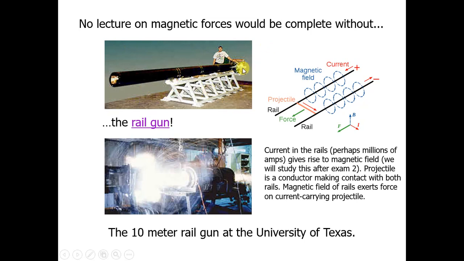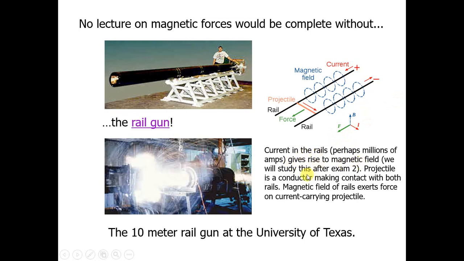I told you in the last lectures about the railgun, galvanometer, and electric motor. So this is our railgun. See here, this is our force in this direction, and the magnetic field in this direction. The blue line shows the magnetic field, and the current I is in this direction. At that time the projectile moves. See here, this is our I. The current in the rail, perhaps millions of amperes, gives rise to a magnetic field.